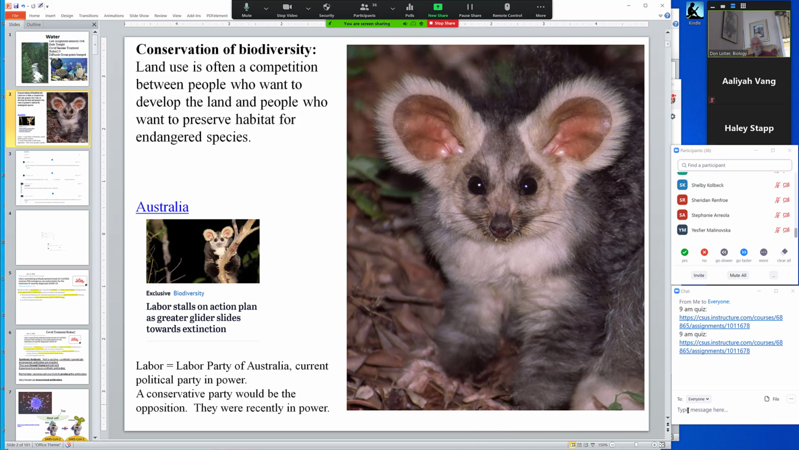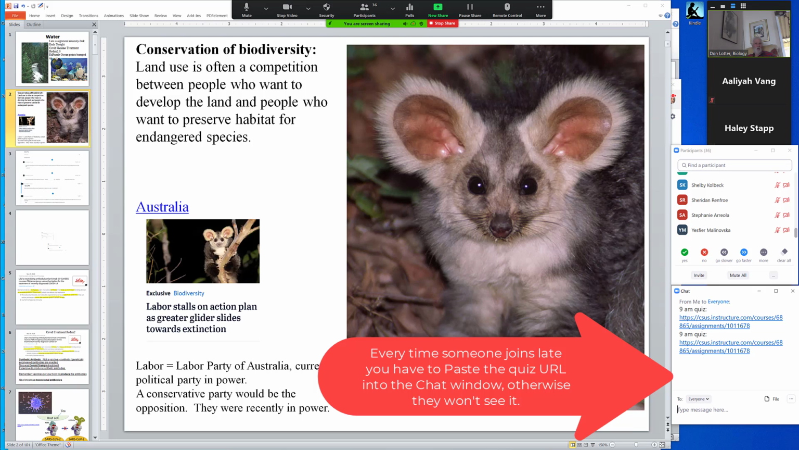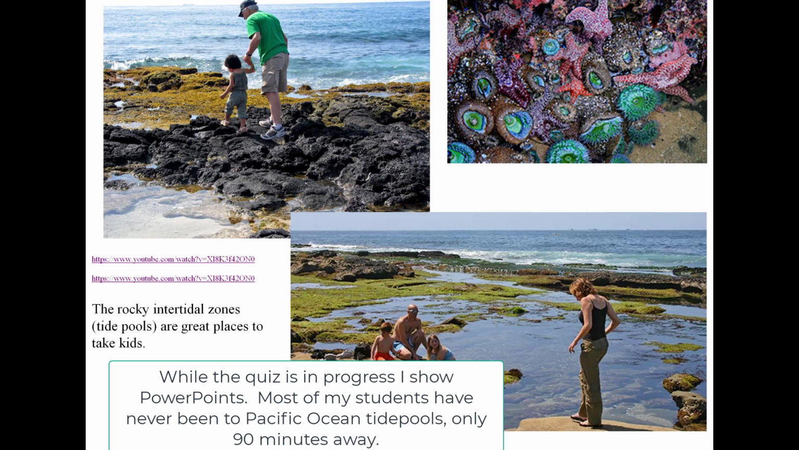Then as students join, you hear that ding, and you have to paste in the URL each time, because if they join after you've pasted in the URL, they don't see it. So you have to paste it in every time someone joins late. They have 1 minute to start the quiz, from 9:00 to 9:01, and then they have 2 minutes to take the quiz.